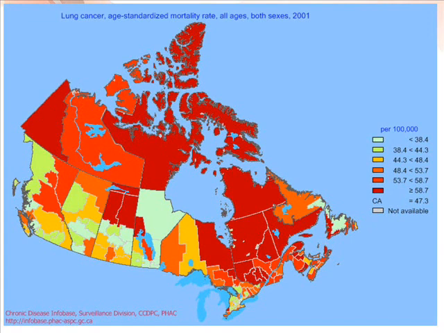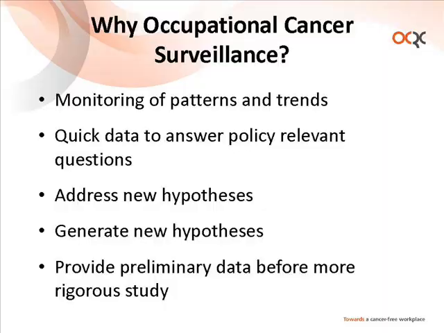So why do we need occupational cancer surveillance? I've listed here some of the basic things. The basic things common to all surveillance are monitoring patterns and trends, and the ability to provide quick answers to policy-relevant questions. If somebody says, well, we hear that in France this group is at a higher risk, is that group at a higher risk here in Canada?